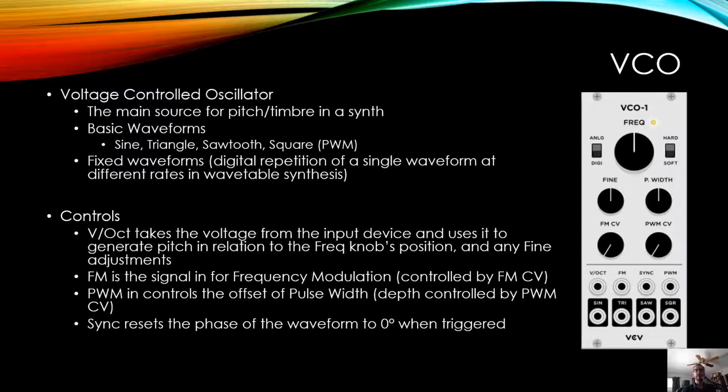PWM in controls the offset of the pulse width. Remember, it's a square if it's at 50%, but it also can be modulated. If you turn up the PWM CV control, that will affect what's getting sent to the pulse width knob, and you'll be able to morph between, say, different duty cycles, and you'll have some very nice sweepy timbral effects.